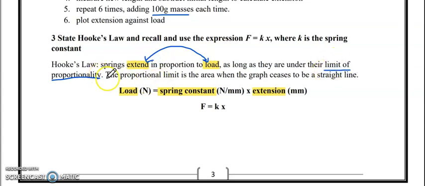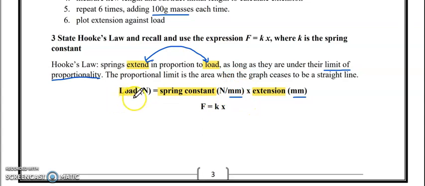Now there's a formula. Load in newtons is equal to spring constant in newtons per millimeter times extension in millimeters. Now let's suppose the extension is in meters, which is unlikely. Then the spring constant will be in newtons per meter and the extension will be in meters. But such extensions are beyond the scope of my imagination. Most extensions will be in millimeters, so the spring constant will also be per millimeter.